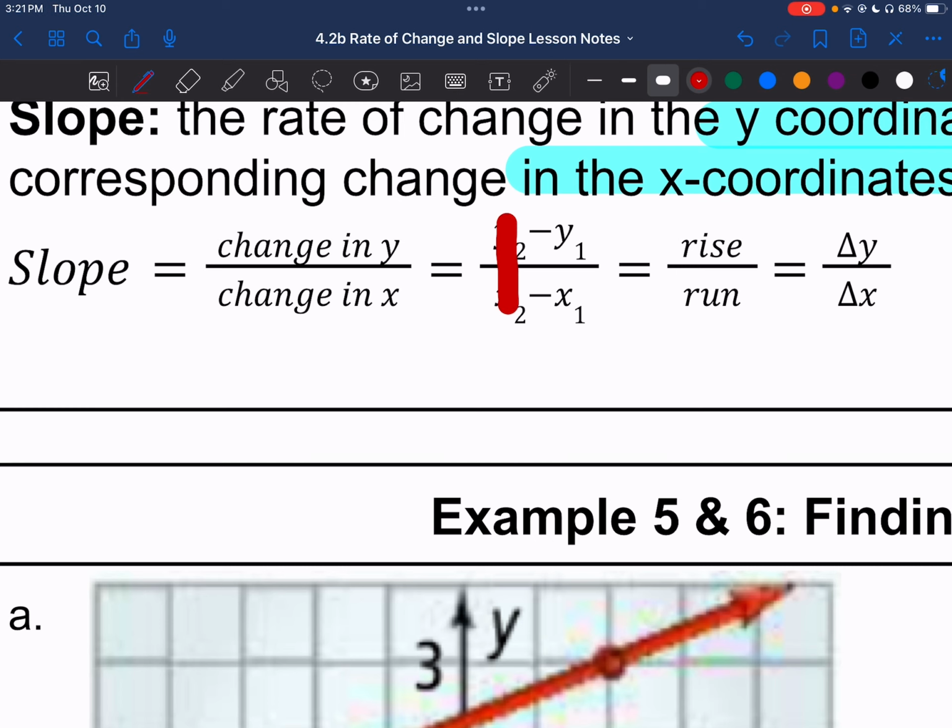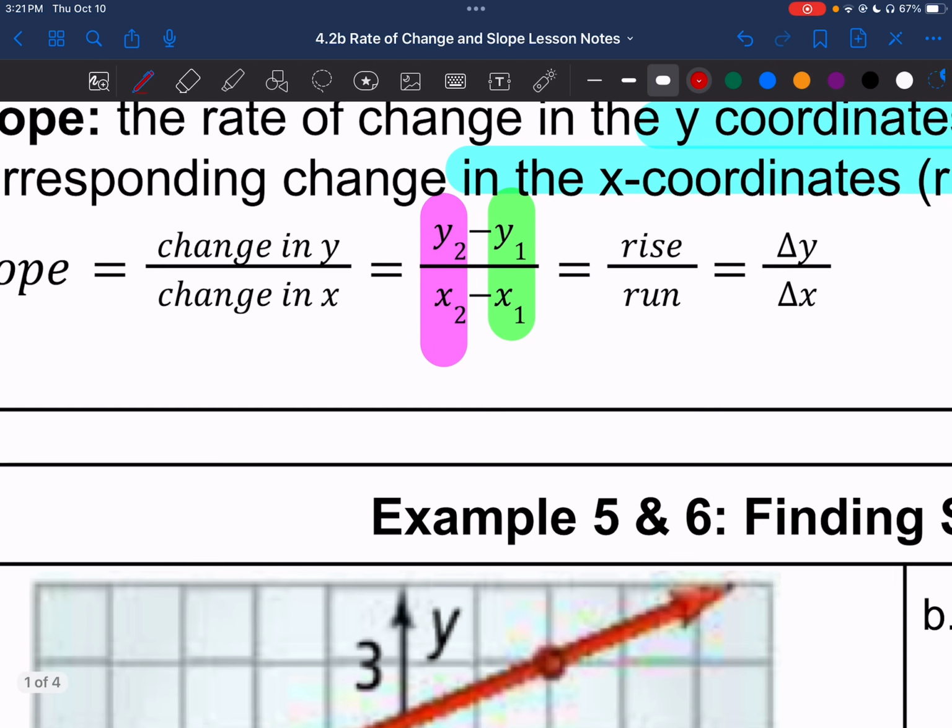Keys to pay attention to here: we are going to have one pair of coordinates first and a second pair of coordinates second. Another way you may hear of slope being referenced is the rise over the run. And you could also see it as delta y over delta x. That is the Greek letter delta, the triangle, and it means the change in.